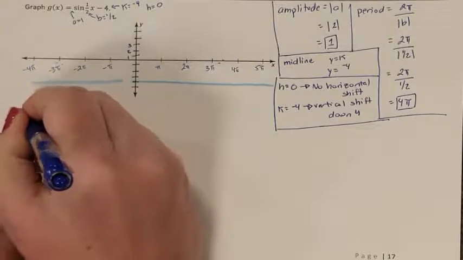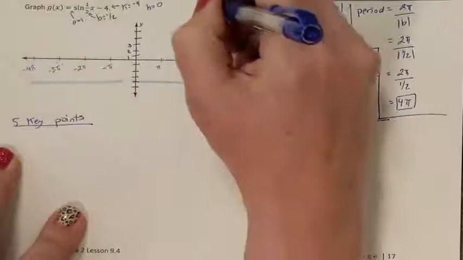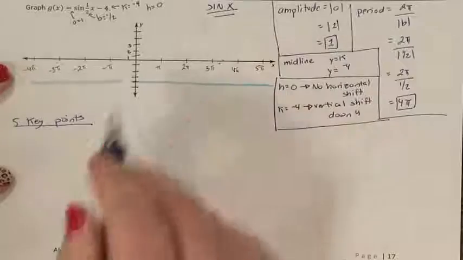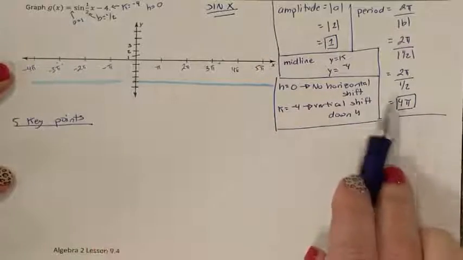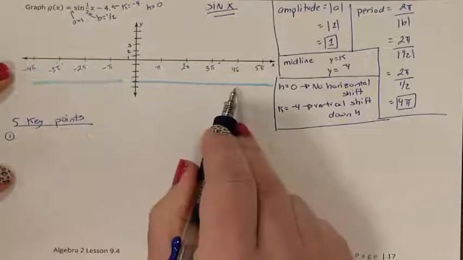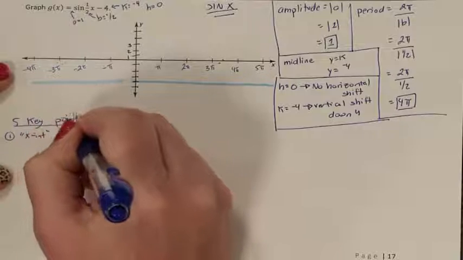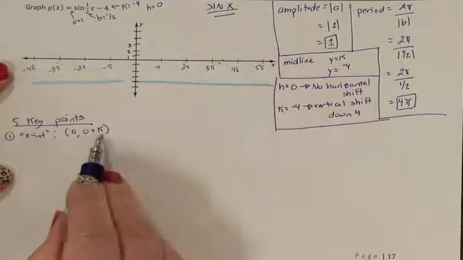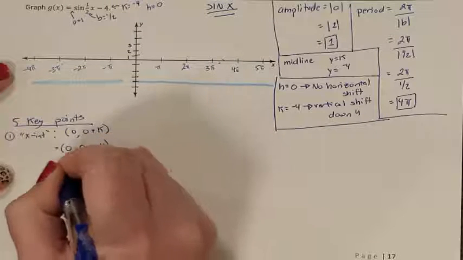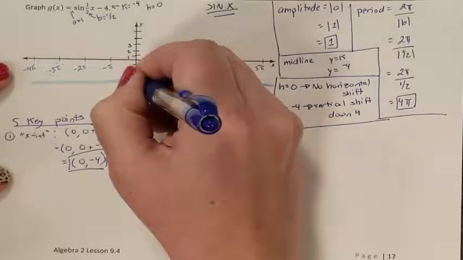Now we just need to find what our 5 key points are. Now remember, sine and cosine have very different formulas. This is a sine function, so we need to make sure we're looking at the sine formulas. Sine has 3 x-intercepts between 0 and our period of 4 pi. So 3 x-intercepts, which are now midline intercepts. So our first x-intercept, this is the equation, taking into account we have a vertical shift. So we have 0 and then negative 4. So my first intercept is at the point 0, negative 4, which is right here.